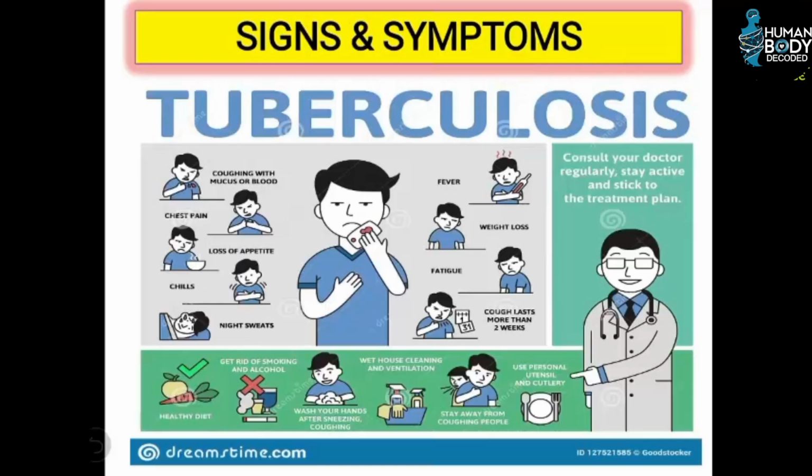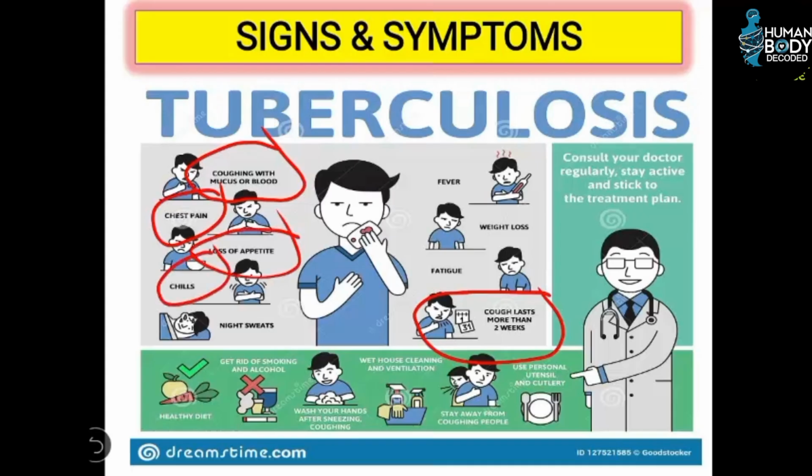Symptoms of TB. Common symptoms of TB include persistent cough lasting more than 2 weeks, coughing up mucus or blood, chest pain, loss of appetite, fever, night sweats, chills, unexplained weight loss, fatigue. If someone has these symptoms, they may have TB.